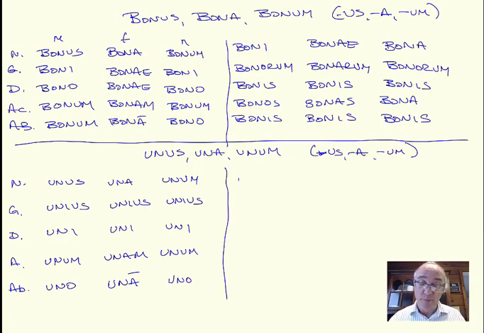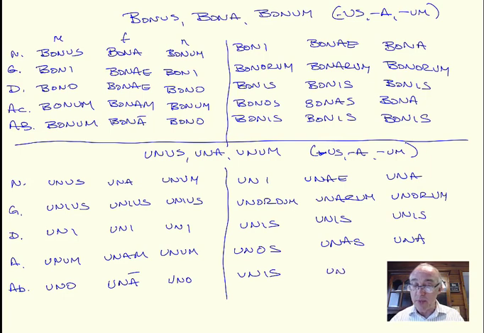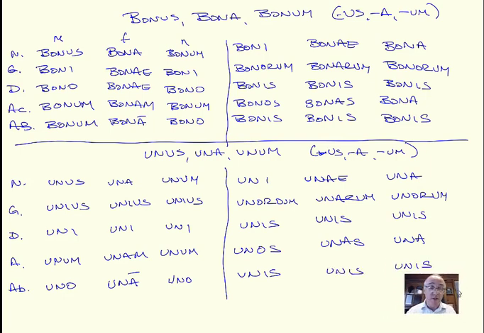Let's look at the plural. Uni, unae, una, unorum, unarum, unorum. Unis, unis, unis, unos, unas, una, because it's neuter, and the neuter, the nominative, and the accusative are always the same. Unis, unis, unis. So, what do you notice?